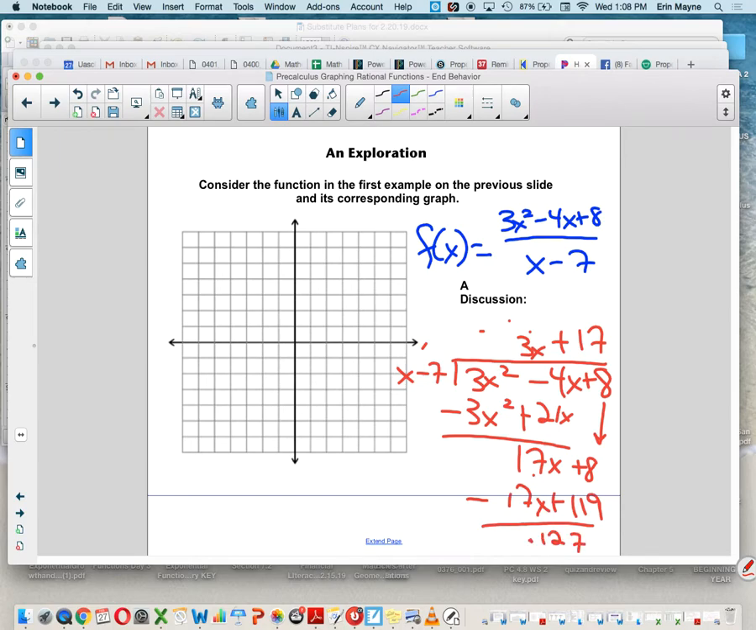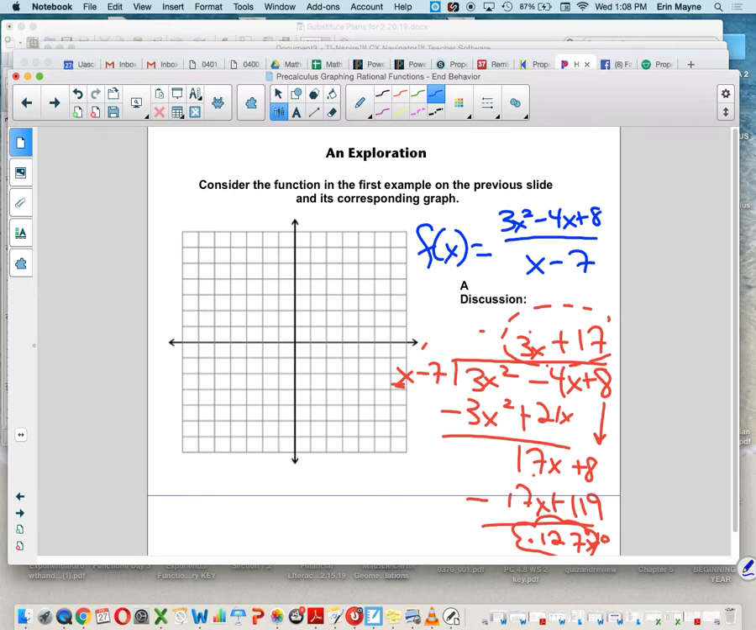The power on x here, which is technically 0, is less than the power of my divisor, so technically this is my remainder. Hang on to that for a minute. Notice that our actual answer to the division is 3x plus 17.